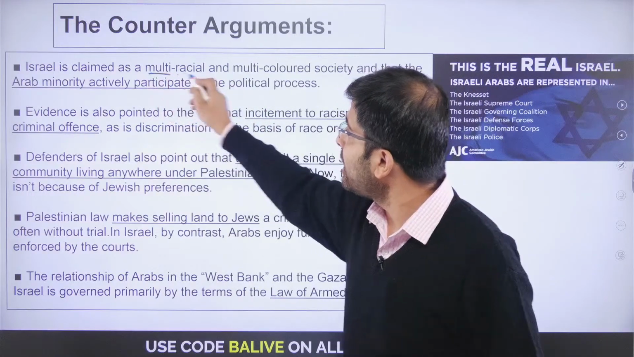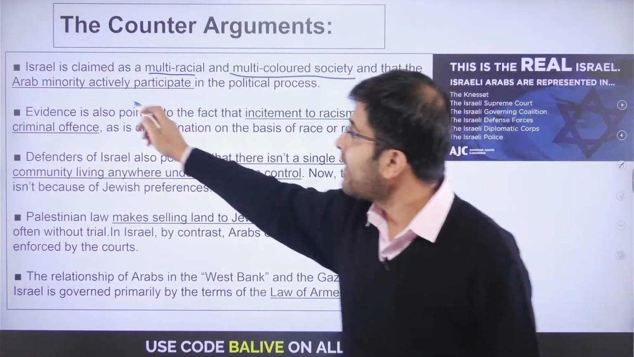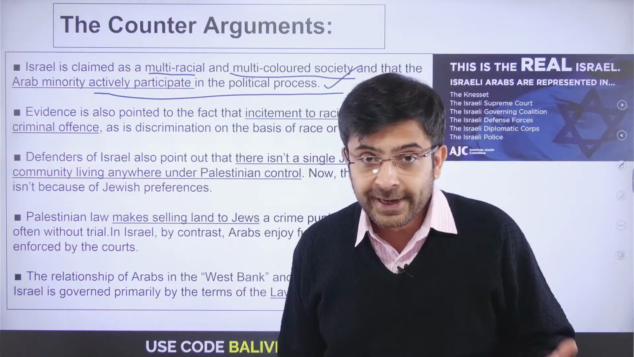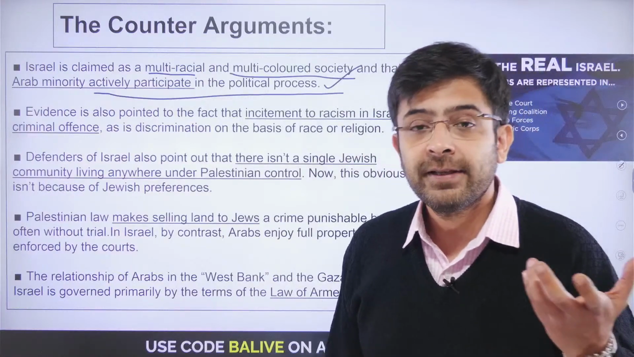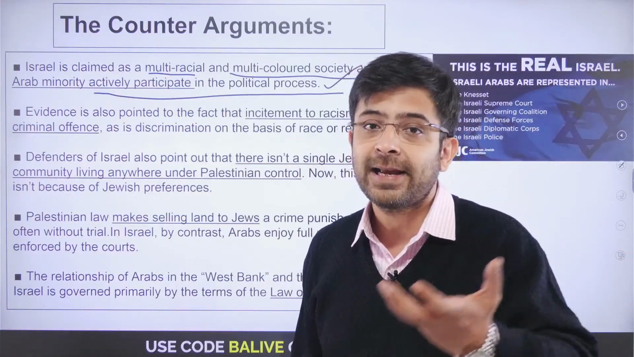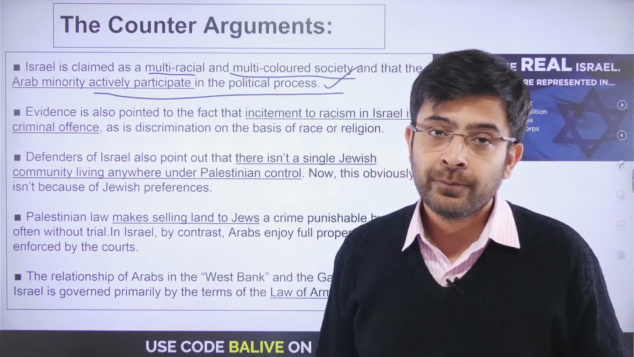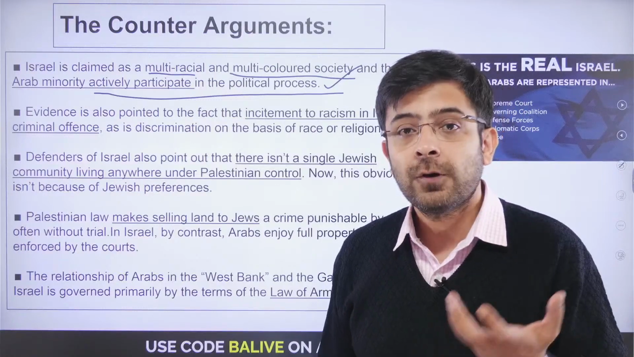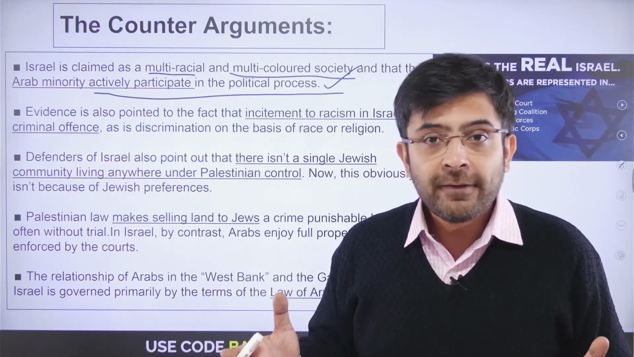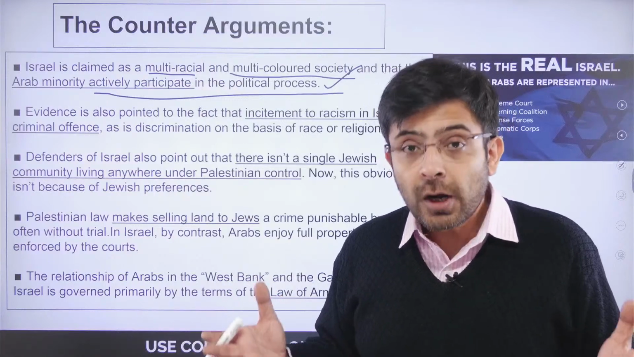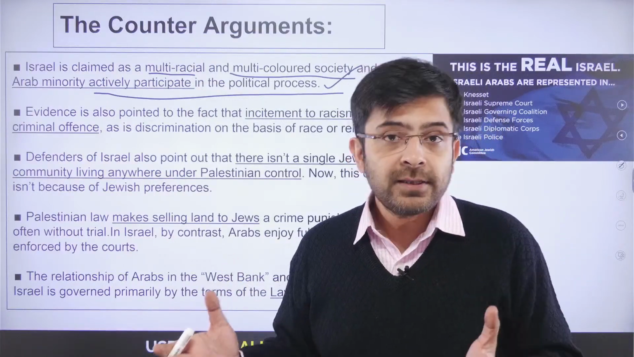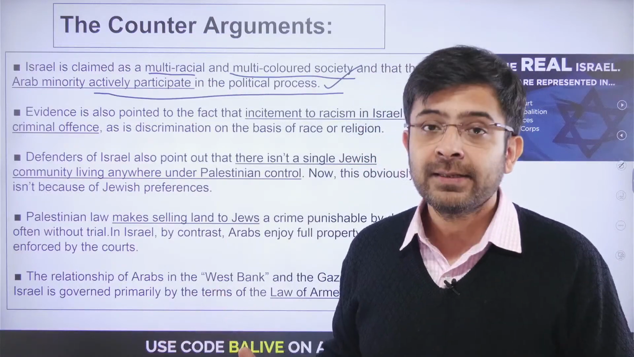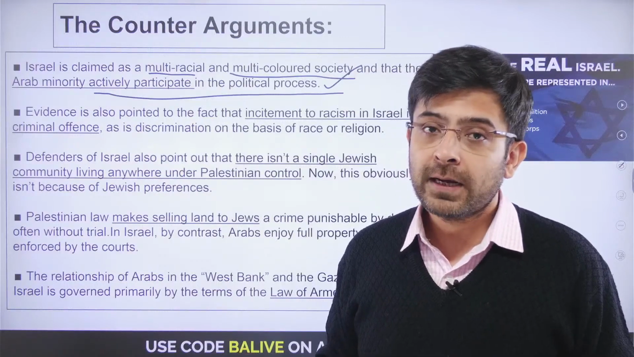Israel is claimed as a multiracial, multicolored society, and the Arab minority actively participates in the political process. Yes, you find that they have the right to vote. They have the same right to grow in the Israeli system as any other Jewish person, which is why you find judges, people in the police force, the defense force, doctors, Arab Palestinians serving there. So if Israel was guilty of apartheid, this system wouldn't have been possible. This wouldn't have been seen. But you're finding this, and Israel presents this as evidence that it is not committing apartheid.